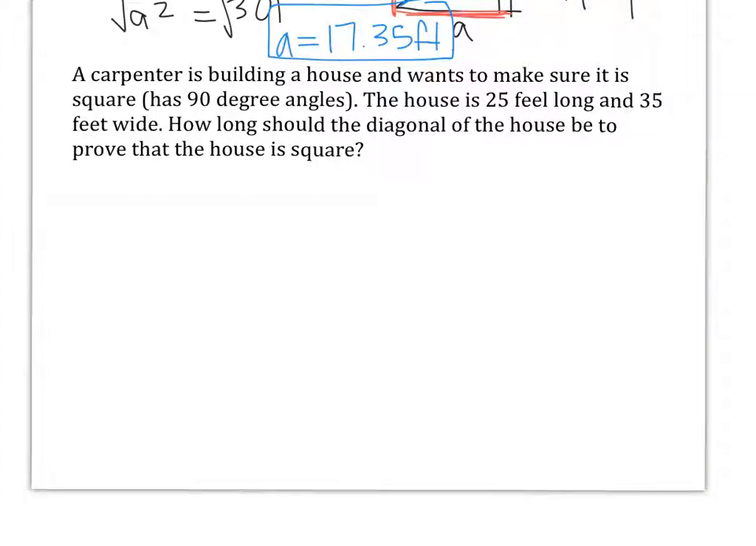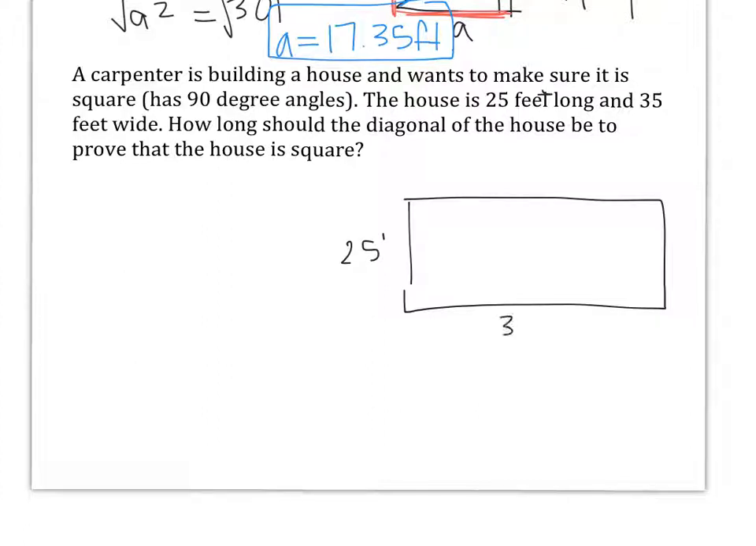A carpenter is building a house and wants to make sure it is square, or that it has 90-degree angles. The house is 25 feet long, little typo there, 25 feet long, and 35 feet wide. How long should the diagonal of the house be to prove that the house is square? So let's go ahead and look at, if we here have a house, right, 25 feet long and 35 feet wide. So 25 feet long and then 35 feet wide.